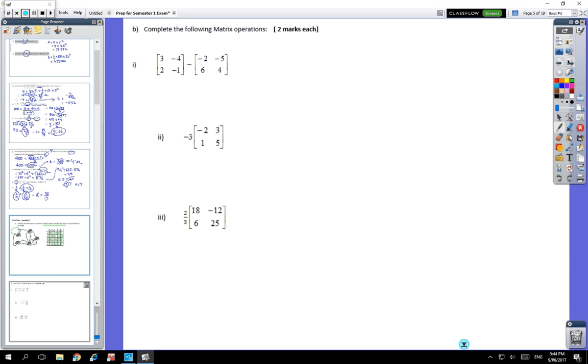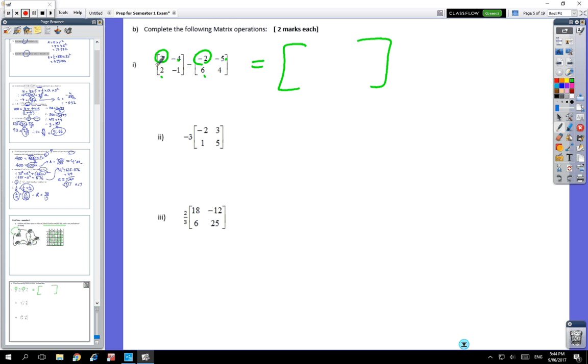Okay, so now we've got some matrix operations. So again, these will be the standard that hopefully you'll see in the test. And have a go when you're ready. Okay, so in the first one, we're just going to add the numbers in the same spots. So 3 plus minus 2 is 1, minus 4 plus minus 5 is minus 9, 2 plus, this is subtraction, so I'm going to start again. Sorry, make sure I've got it right.